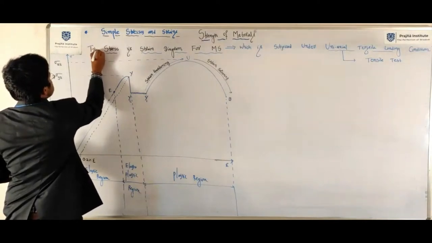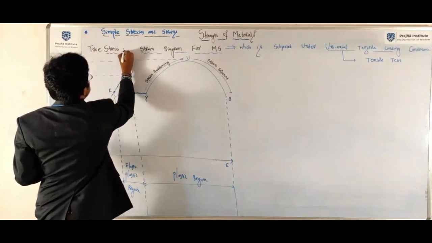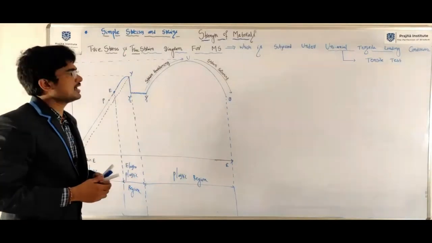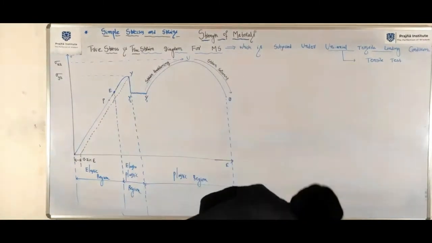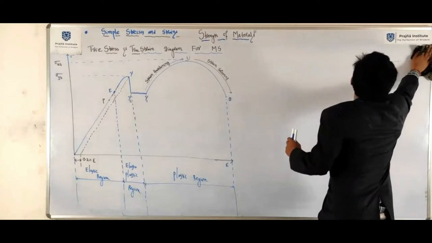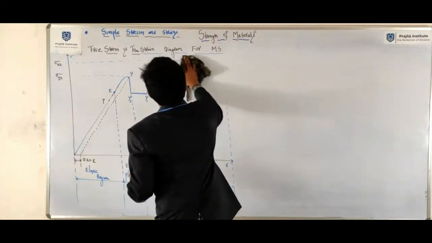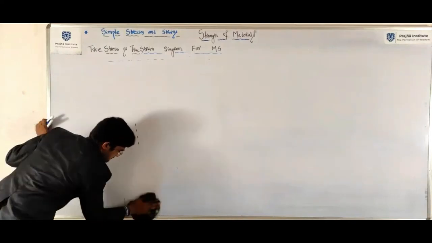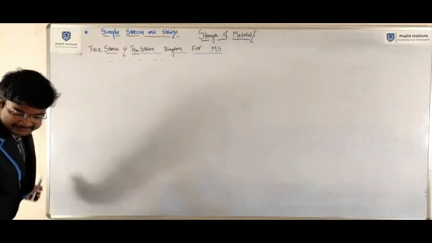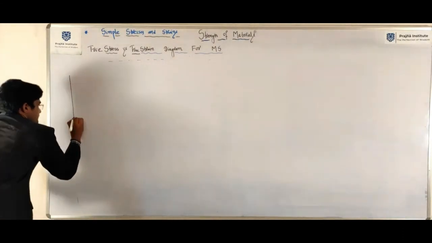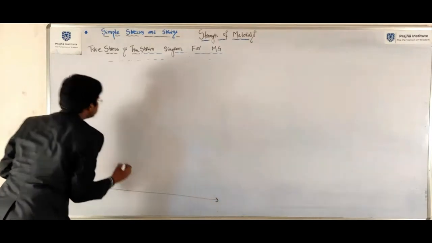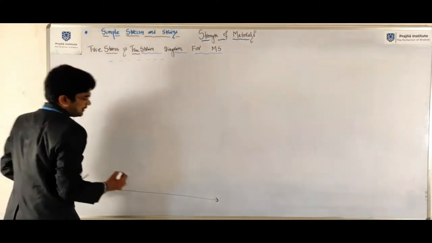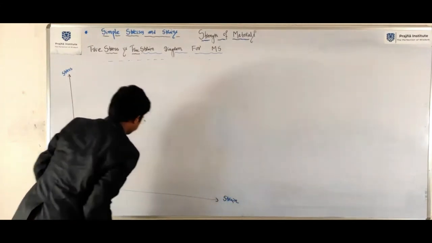True stress versus true strain diagram for mild steel. Focus on this. What is the difference between true stress and engineering stress? Here I can take stress. It may be true stress or engineering stress. It is a strain.